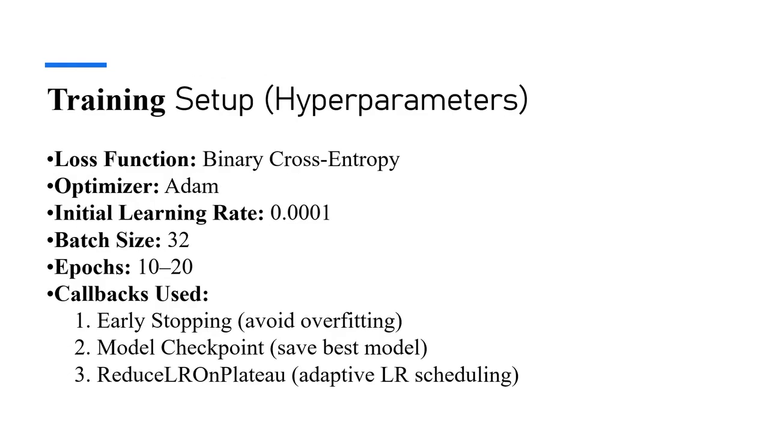For training, we used binary cross entropy as the loss function and the Adam optimizer with a learning rate of 0.0001. We trained the model for around 10 to 20 epochs with a batch size of 32. We also used callbacks like early stopping to prevent overfitting, model checkpoint to save the best weights, and reduce LR on plateau to automatically adjust learning rates.